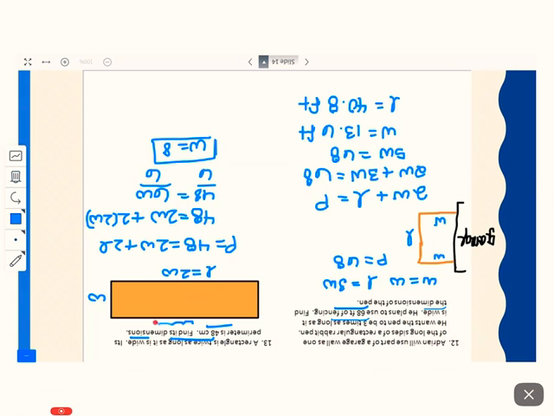So it says find its dimensions. So it means the width is 8 centimeters, and the length is 2 times 8 or 16 centimeters.